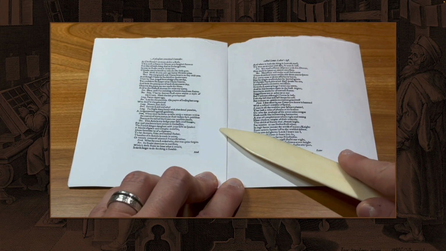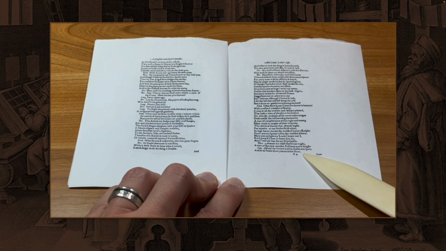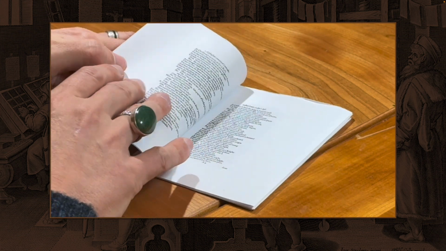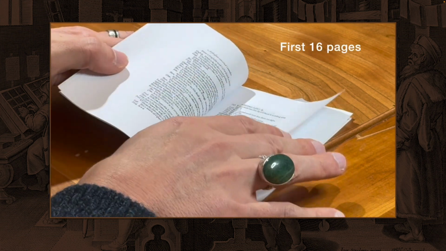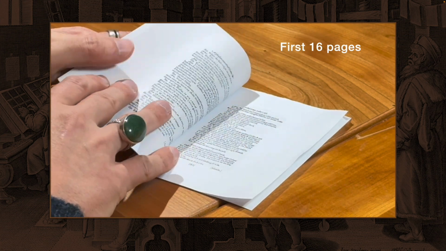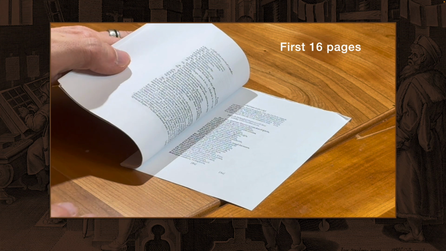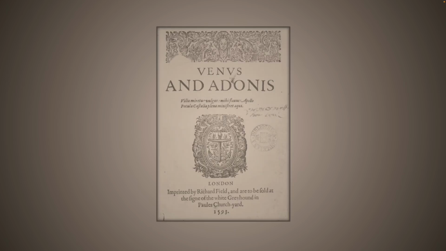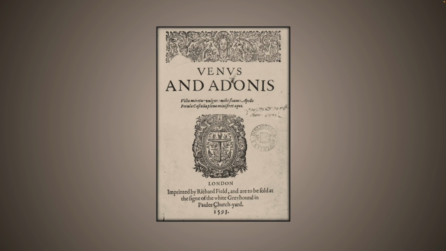There's the catchword and it's in its proper place, and there at the bottom you see the A4 signature. There's A3, A4, B, B2, B3, and B4, and that gives us the first 16 pages of Love's Labour's Lost. And that's how early modern books were put together. We're going to look at some more title pages in just a minute, so I want to talk first about where books were printed, published, and sold in London.